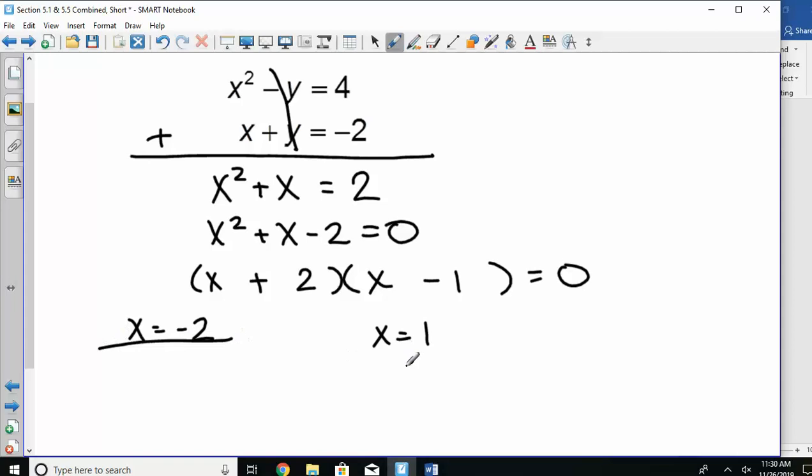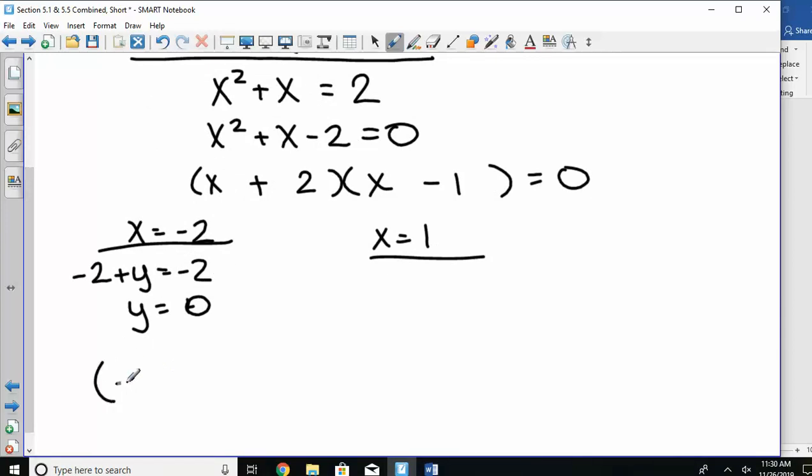We have to find the y to go with each of those. Which equation do you want to plug it into to find y? Second one. So -2 plus y equals -2. If I add my -2 over, I get y equals 0. So that is one ordered pair. When my x is -2, my y is 0.